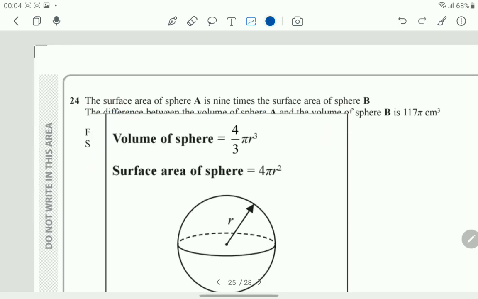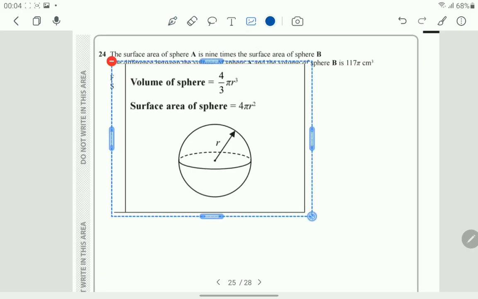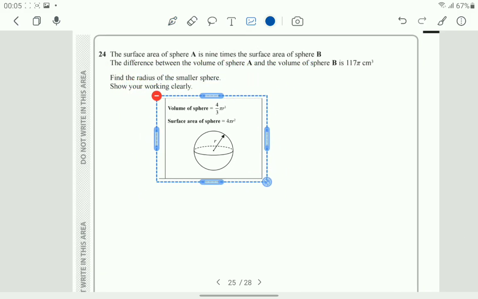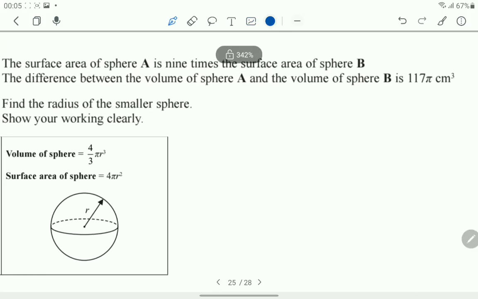of sphere, as the formula sheet on the second page of your question paper literally gives you the formula for volume of sphere and surface area of sphere. So let's just use this to solve our question. Now let's make some annotations that RA is the radius of the bigger sphere, which is sphere A, and RB is the radius of the smaller sphere, which is sphere B.